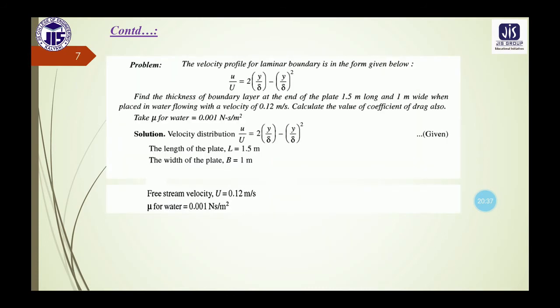Now the length of the plate is given, L equals 1.5 meter, and the width of the plate is also given, 1 meter. Free stream velocity, capital U, is given as 0.12 meter per second. And the dynamic viscosity of water is also given, 0.001 Newton second per meter square. So first we need to find the thickness of the boundary layer at the end of the plate, whose length and width are given.